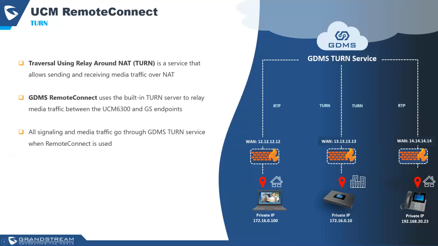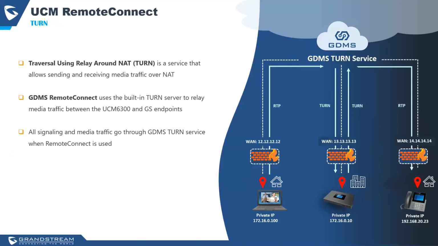As you can see in the image right here, GDMS acts as a relay server to the IP phones and the UCM. It takes signaling and media traffic from an endpoint and forwards it to the UCM, and then from the UCM back to the endpoint. The same thing applies to TURN. When you enable Remote Connect on the UCM, GDMS will automatically provision the UCM with the TURN service URL to use. So this is not something that you need to configure on the UCM. It's done automatically.